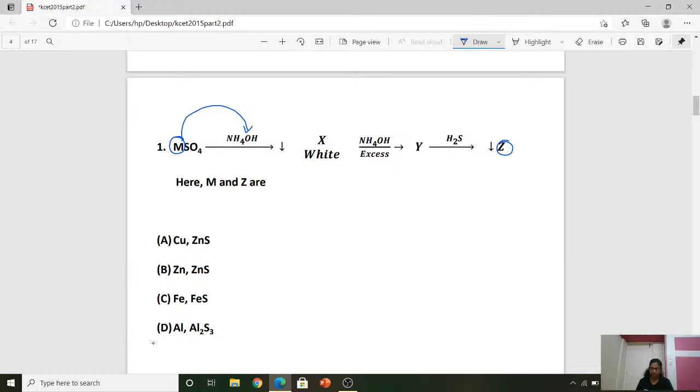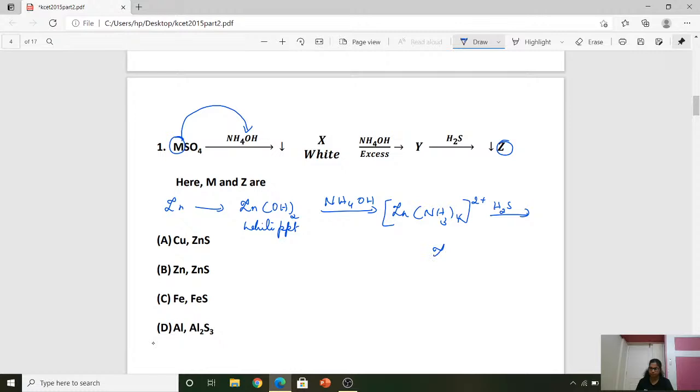So let us see, if I replace M with zinc, zinc will form zinc hydroxide, which is a white precipitate. If it reacts with further excess ammonium hydroxide, we are going to get a complex, tetraammine zinc(II). Okay. Then it reacts with hydrogen sulfide, we will get zinc sulfide, which is a white precipitate. Therefore, the answer will be option B, zinc and zinc sulfide. Okay. Aluminium sulfide is not possible. You will not get the precipitate.